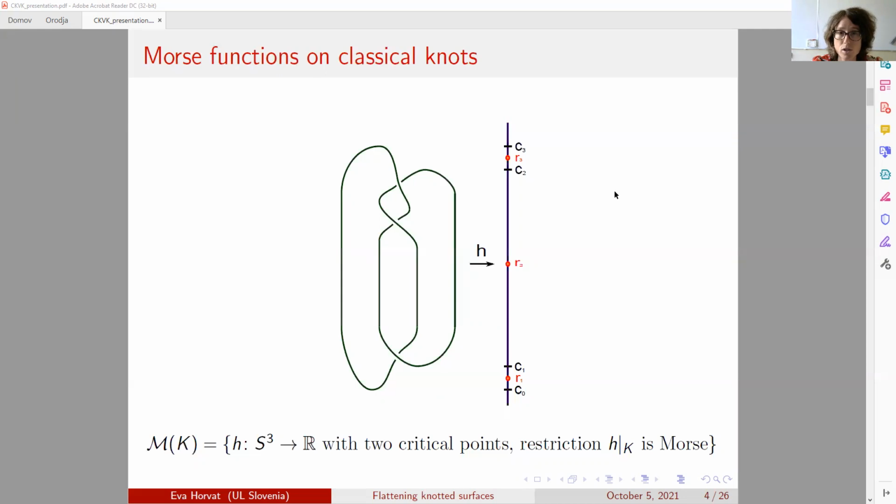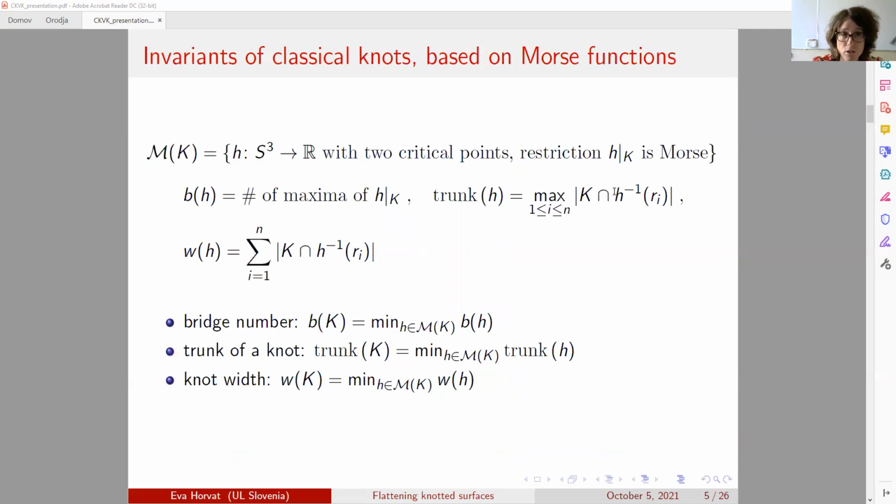And by looking at these numbers, we may consider three values. These are the numbers b of h, that's the number of maxima of the Morse function h restricted to K. The trunk of h, this is the maximal cardinality of the fiber above K. And w of h, this is the sum of all cardinalities of the fibers. And then by taking minima of these numbers over all Morse functions from M of K, we obtain three knot invariants: the bridge number, the trunk of a knot, and the width of a knot.